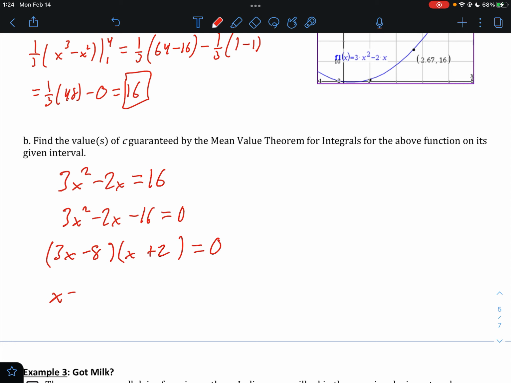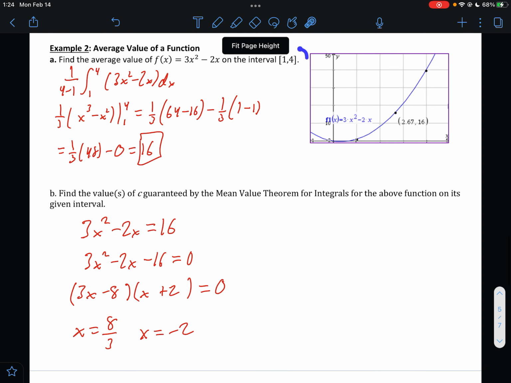So our two answers here are 8 over 3 and negative 2. But again, we're only looking at this interval here. So the only answer for our c value here is 8/3.